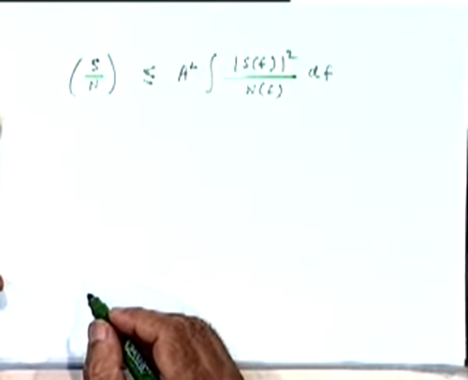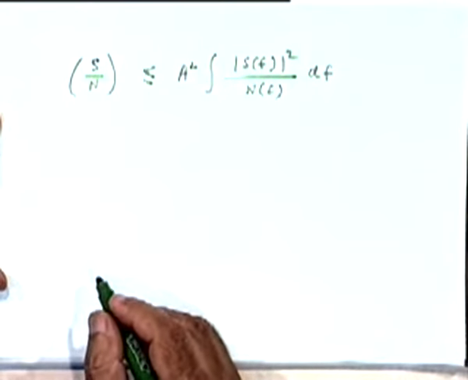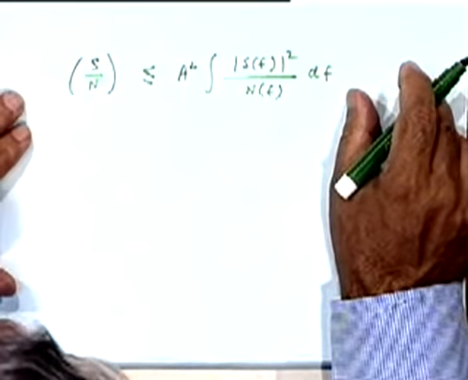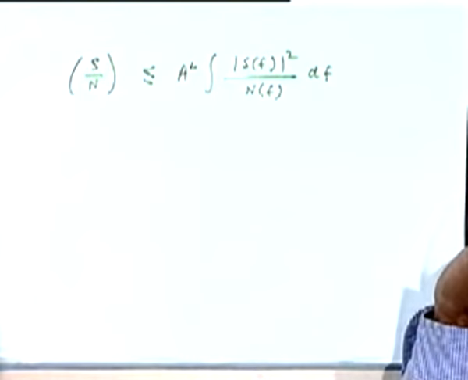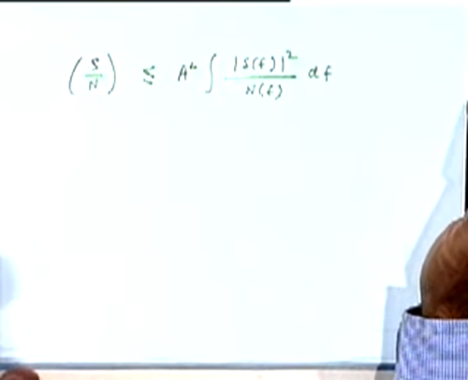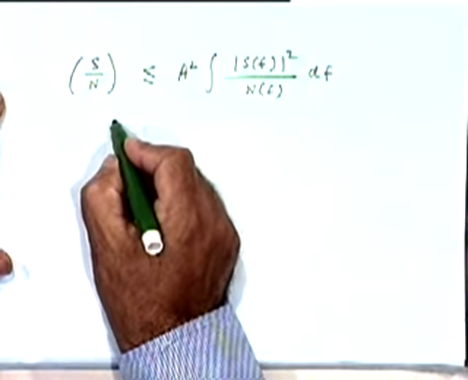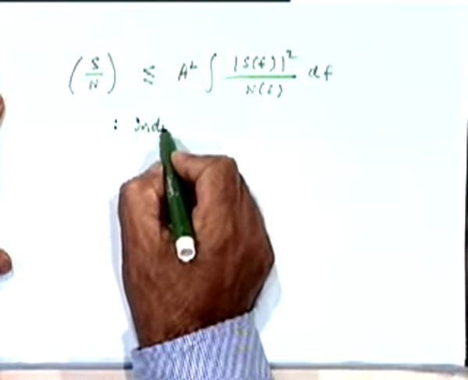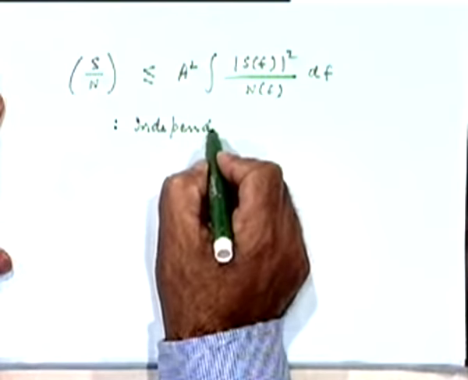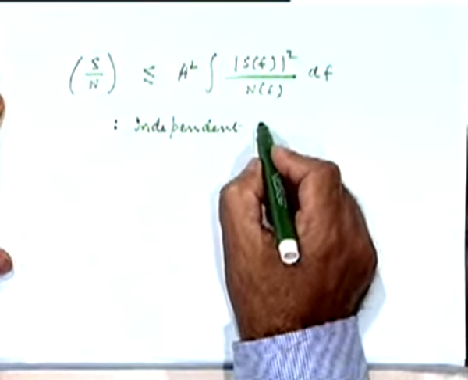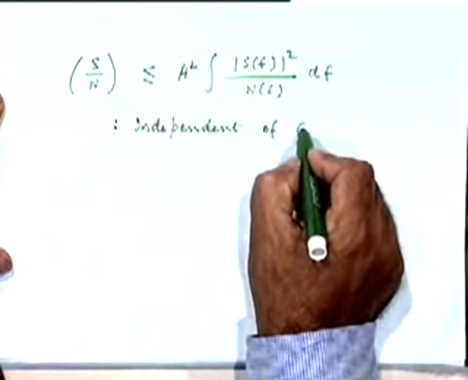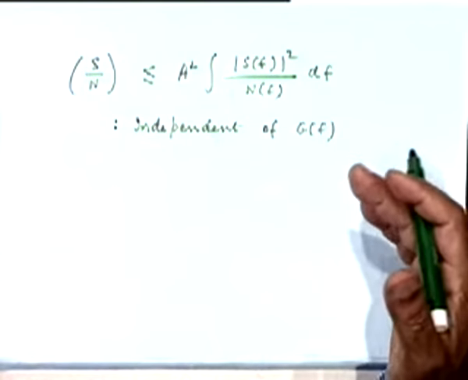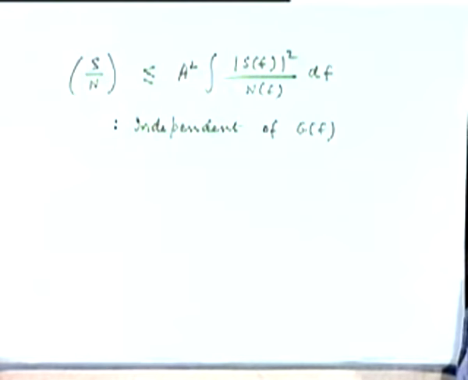Okay? And the interesting result that you will see here is that the expression for the signal to noise ratio therefore obviously does not depend on GF, right? So the maximum value of signal to noise ratio is a maximum possible value and it's independent of GF. Of course, it has been derived from the fact that GF has taken that specific value.